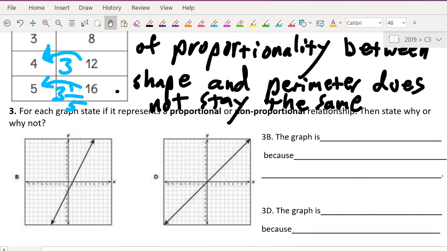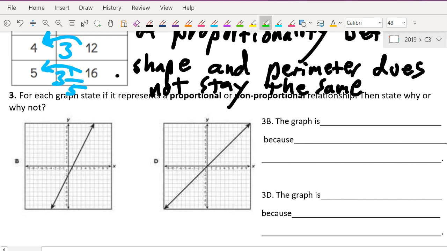So do they both cross the zero? No. It looks like B and D. So B on the left does not. So B is not proportional.